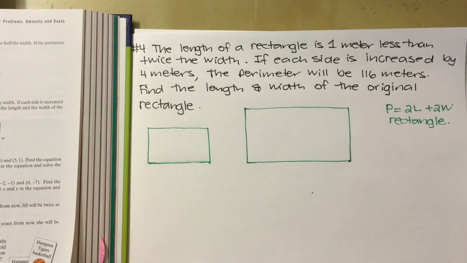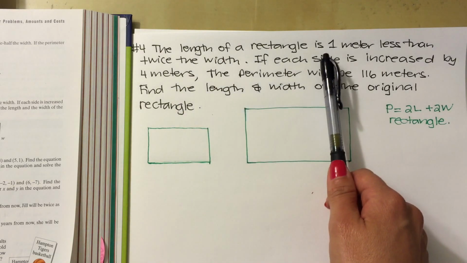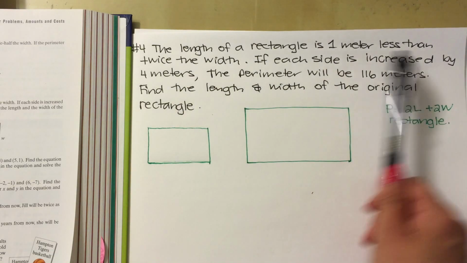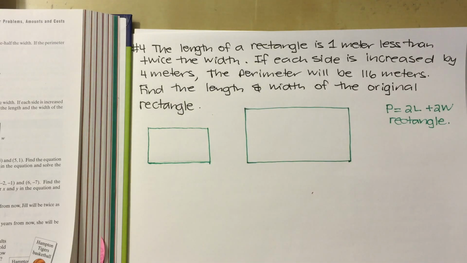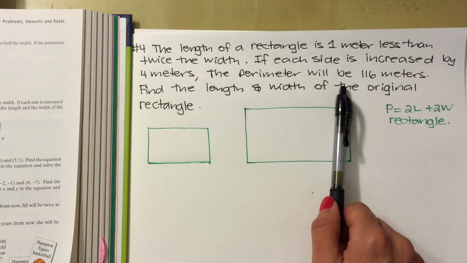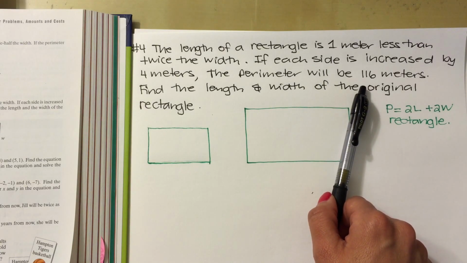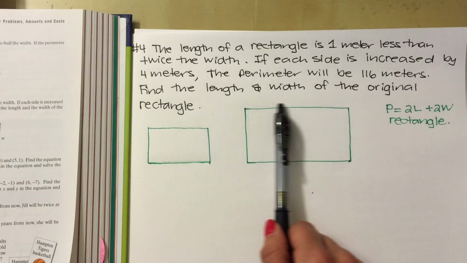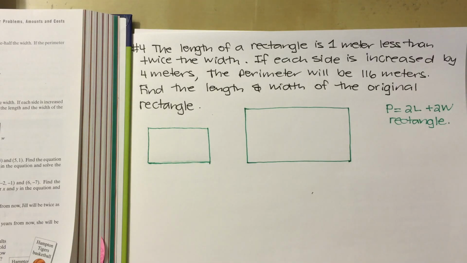Okay, so this one has to do with a rectangle. It reads: the length of a rectangle is 1 meter less than twice the width. That has to be translated at some point, so we'll do that soon. If each side is increased by 4 meters, the perimeter will be 116 meters. Find the length and width of the original rectangle.